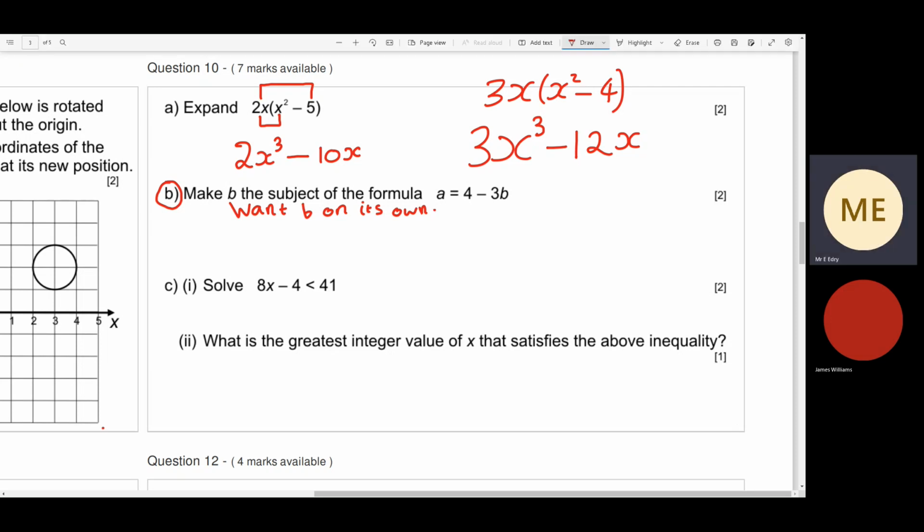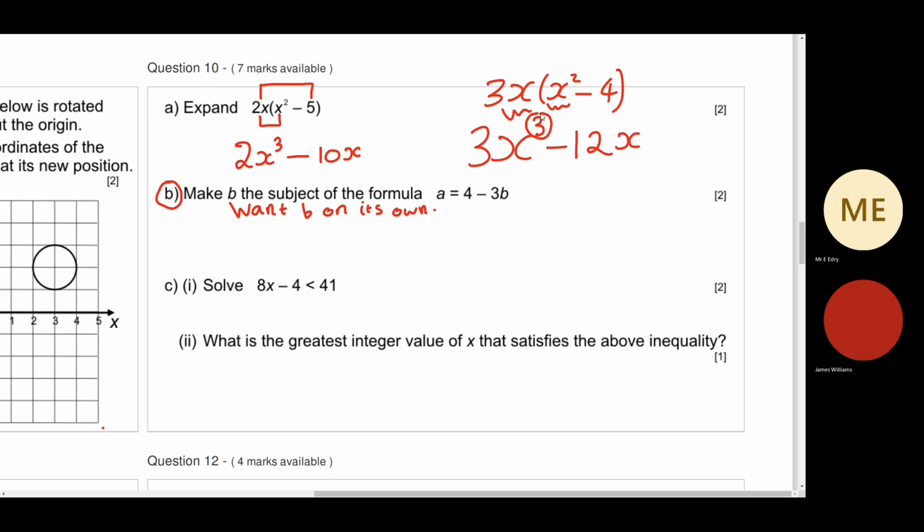Yeah, so that's pretty much exactly right. The only difference is you need to have x cubed, because when you do x times x squared, remember that gives you x with a floating 3 because it's 3 x's times together. So the only difference is it should be 3x cubed take away 12x, otherwise it's fine.